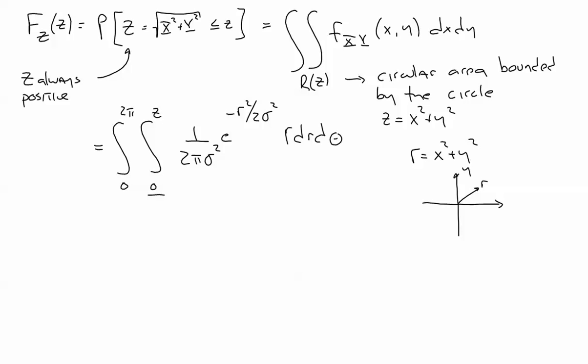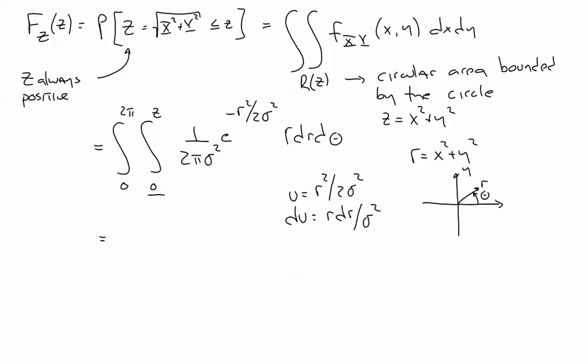That's my distance r, and that angle is theta. Okay? All right, next thing I'm going to do is make a change of variables. I'm going to let u equal r squared over 2 sigma squared, du equals r dr over sigma squared. And I'm going to first integrate against theta.